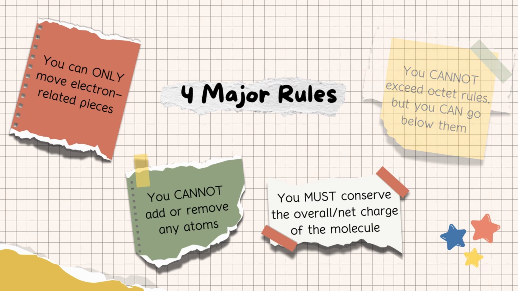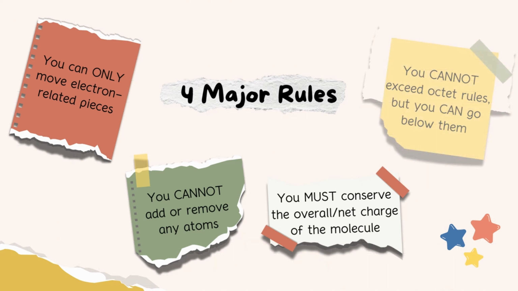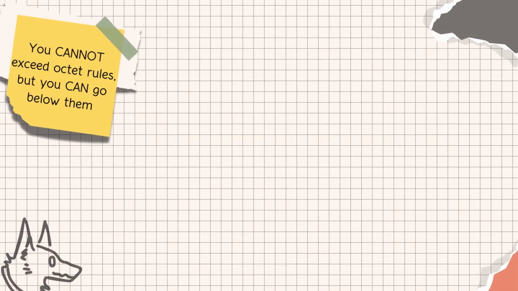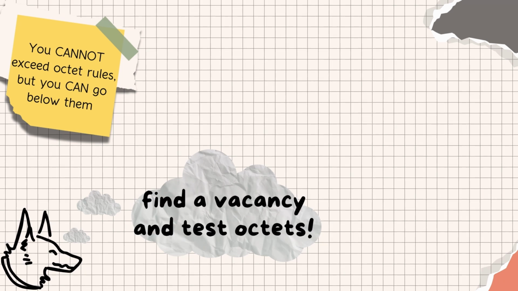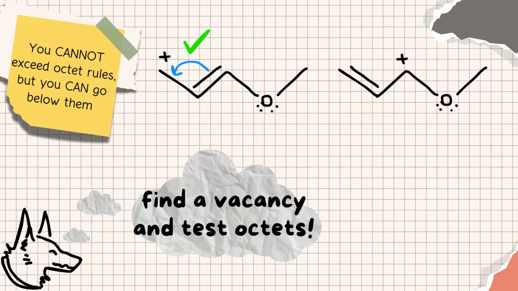You cannot exceed octet rules. You can only form molecules that are physically possible, but you can go below the octet. Usually when students ask me about resonance, I get the question, what do I even move first? This rule will help you with that choice. Ultimately, I recommend you really just try moving anywhere. Ideally, you can first search for a vacancy or a carbocation. If you move towards that charge, no octets are broken because, well, there was an opening, a vacancy, and you can just swap the charge over.